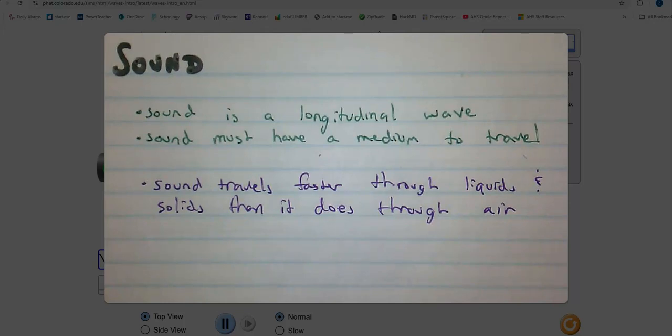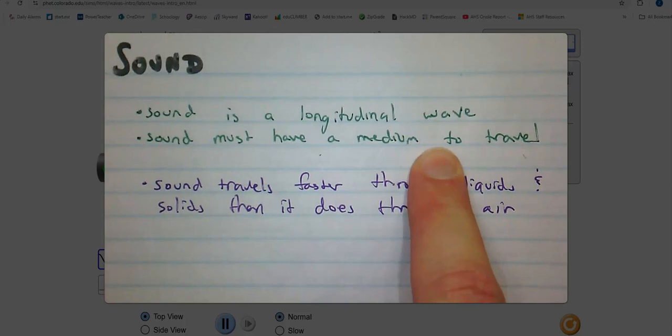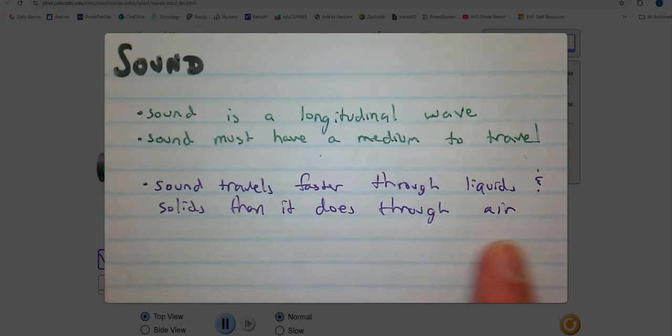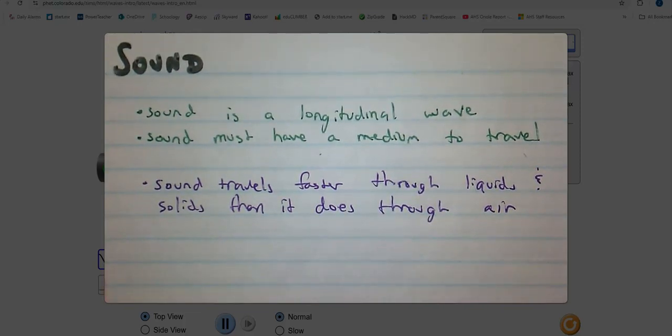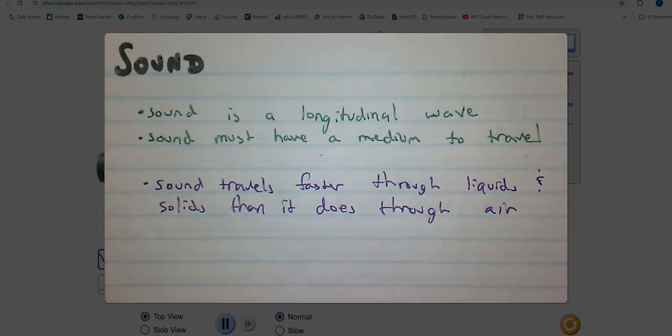dense. All right, so you have to have a medium for the sound to travel, and then if you get a medium that's more dense, maybe that's moving, in which it's a little bit warmer of an air or something, then the sound travels faster. Those are some things about sound.